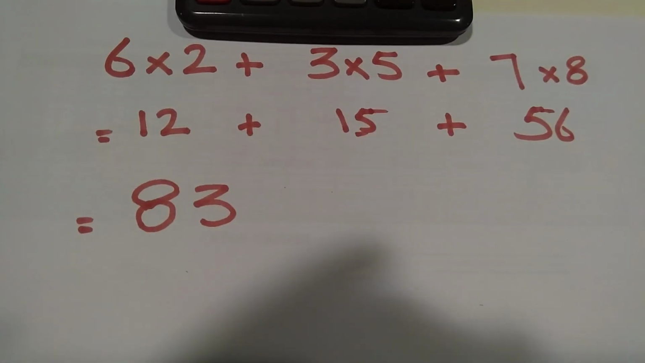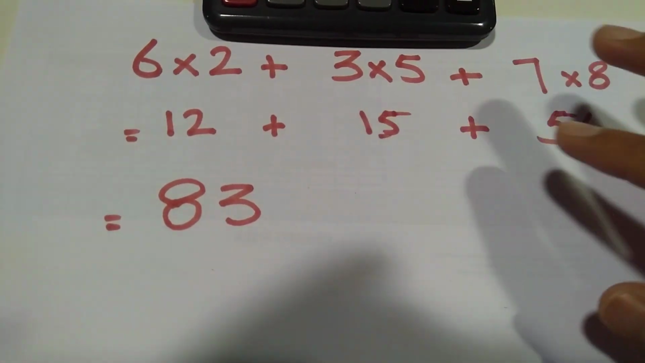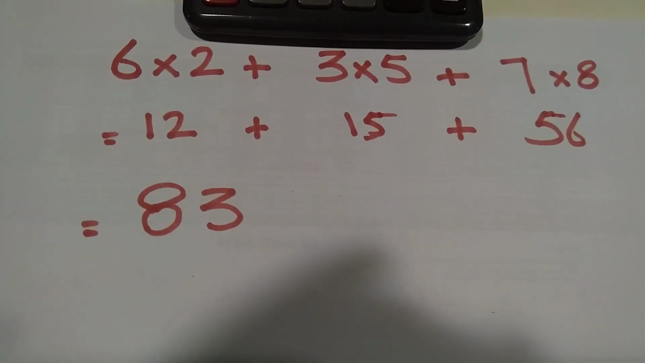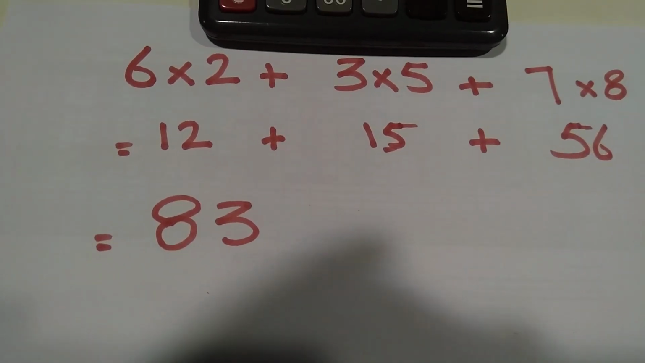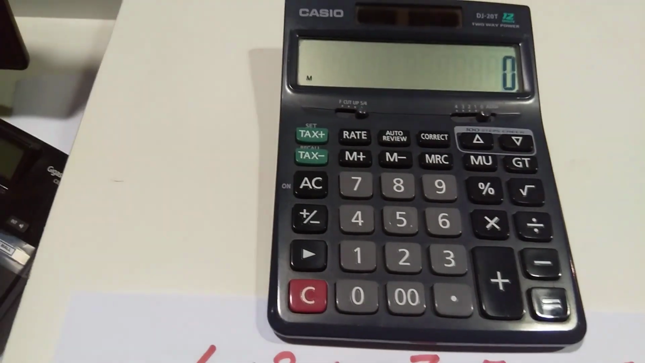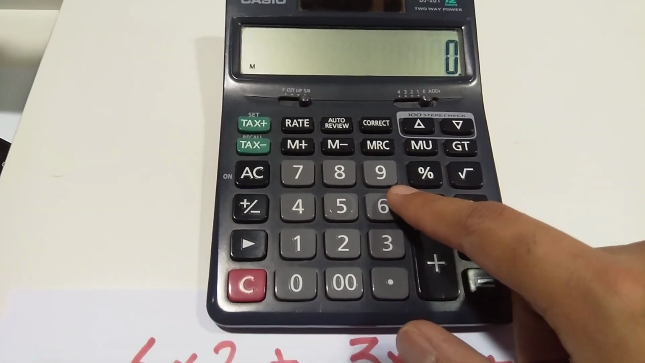So if you do this on paper, or even if you do these steps on the calculator one by one, it's going to consume so much time. If you use the GT button, it will make it very simple. So I will show you how. For example, I'm going to do this calculation on the calculator.